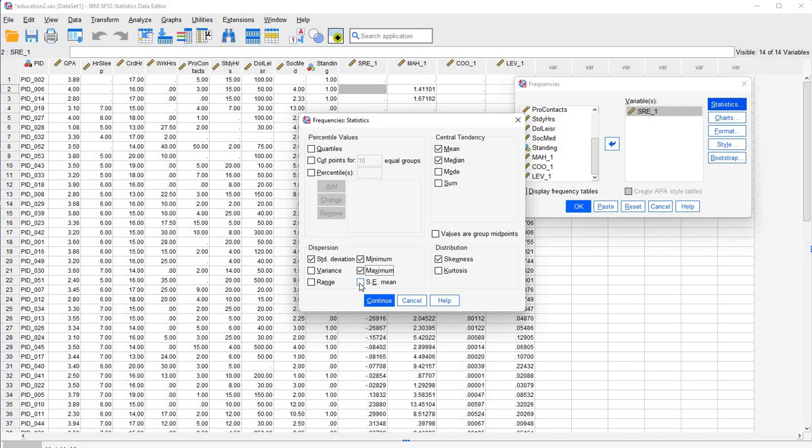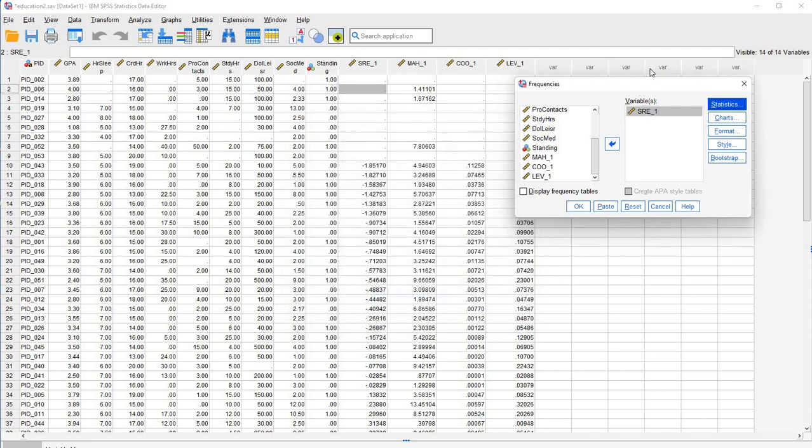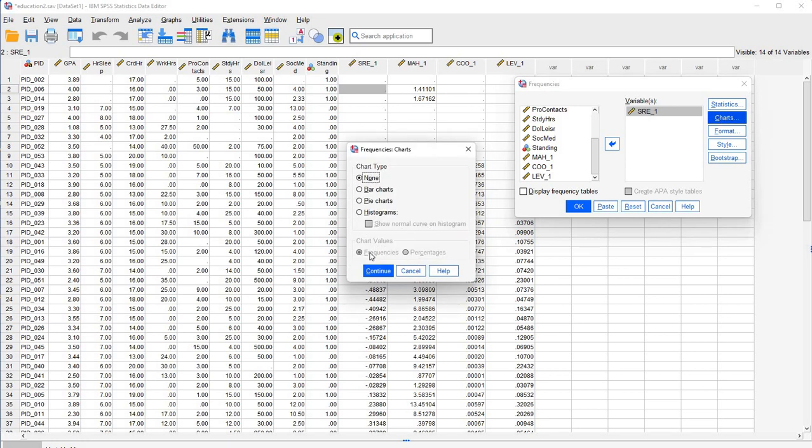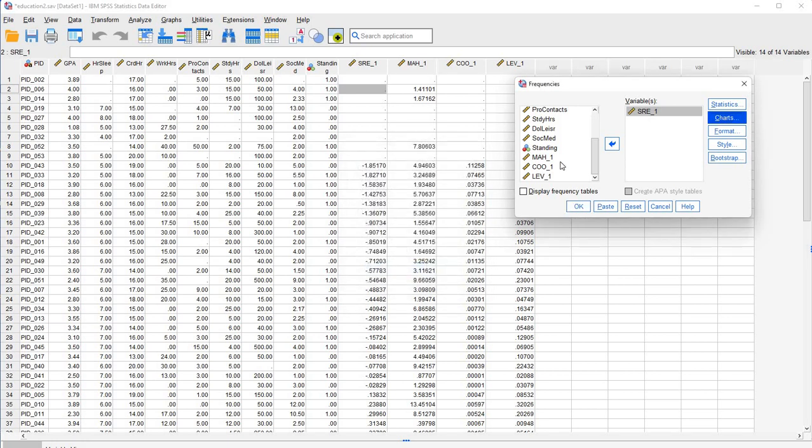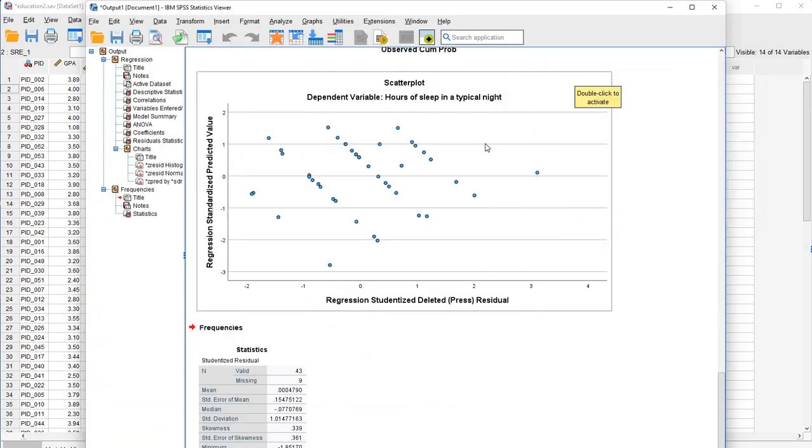Again, because we want to compare our mean, which should be 0 or close to 0, to that standard error, or 2 times that standard error, just to make sure that it falls within what we consider to be no different than 0. So we'll click continue. We don't need any particular charts here because remember we already got a histogram of our residuals, so we don't need to get that. So let's go ahead and click OK, and let's take a look at our output.